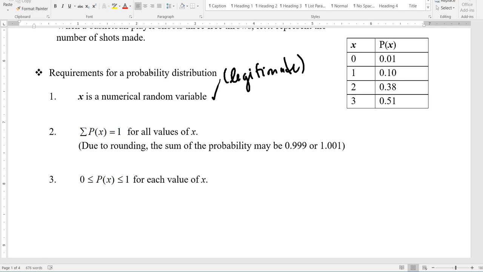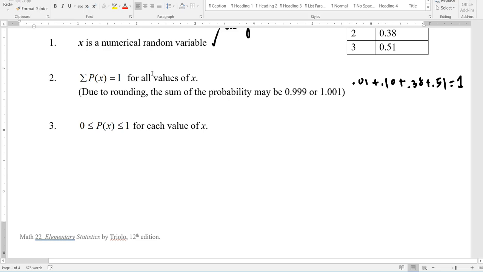This says that the summation of all the probabilities should equal 1. There could be some round off error, but let's check. What is 0.01 plus 0.1 plus 0.38 plus 0.51? Well, that makes 89, 99. That adds up to 1. That makes sense that the sum of the probabilities should equal 1. Don't forget that we could have some round off error, and that is okay.